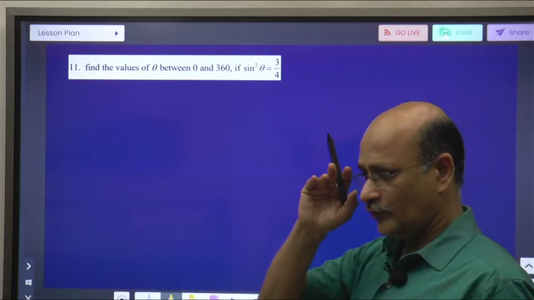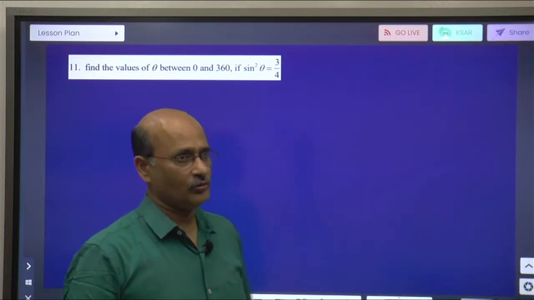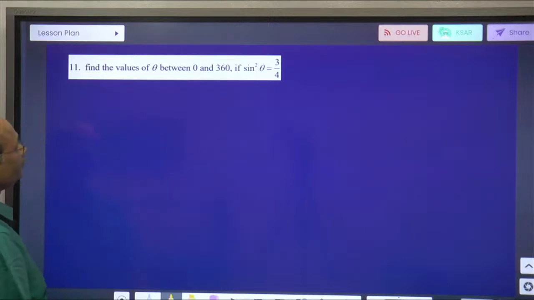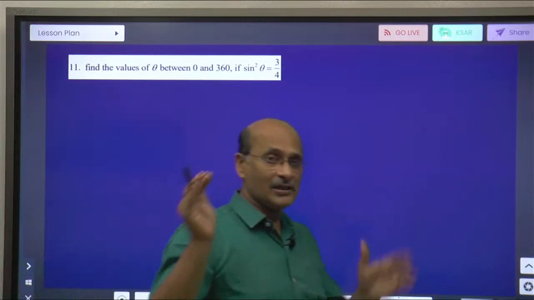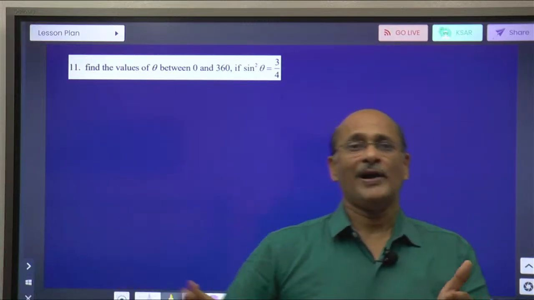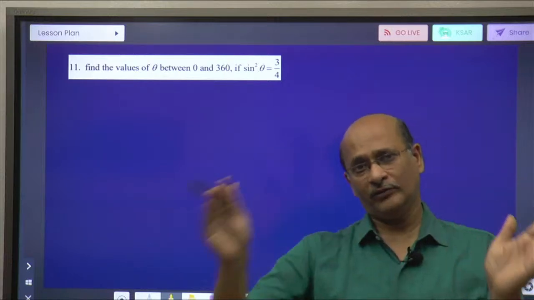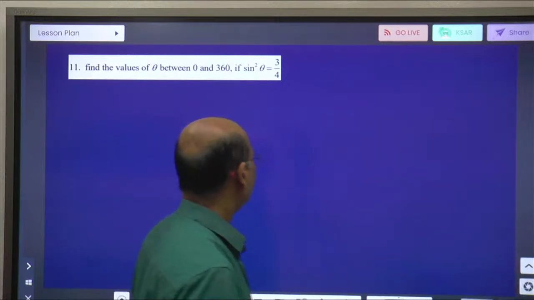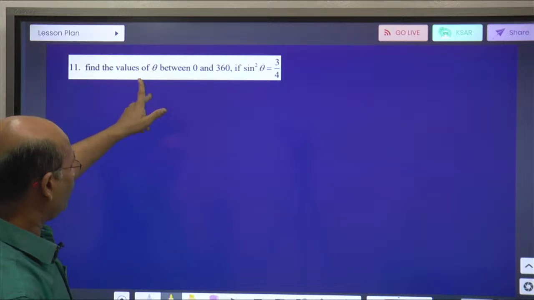This was a question of trigonometric function which I really want to take further. Find the values of theta between 0 and 360 if sine square theta is 3 by 4. Very simple. First, remember these types of sums we have done in trigonometry: find 6 angles between 0 and 720, find angle between 0 and 360. So remember that. It's the same question, between 0 and 360.